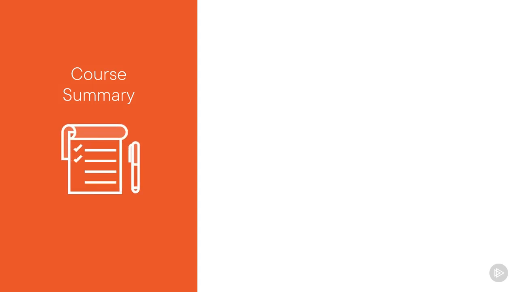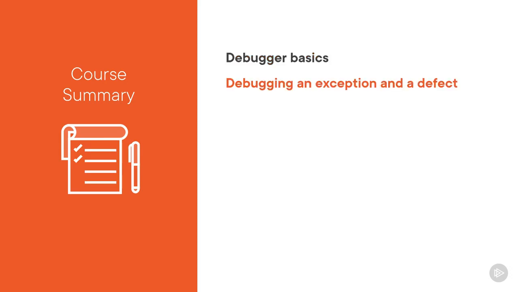Well, you've made it to the end. We covered a lot, so let's have a quick recap. First, you learned some basics of using a debugger, specifically in Visual Studio and Visual Studio Code. Then you saw how to use debugging features by debugging an exception and a functional defect in a real-world application.